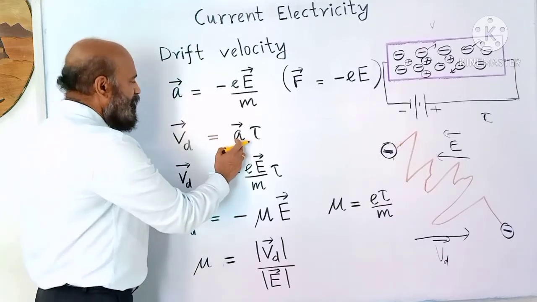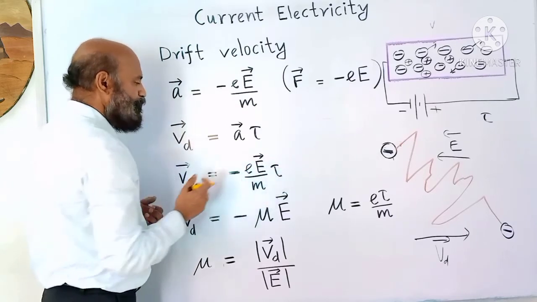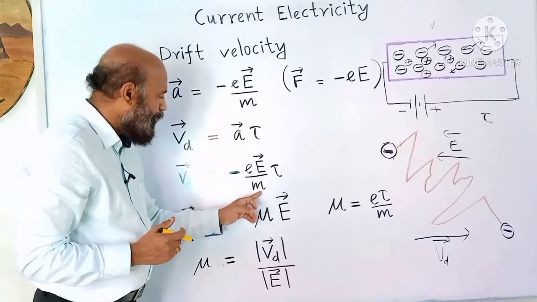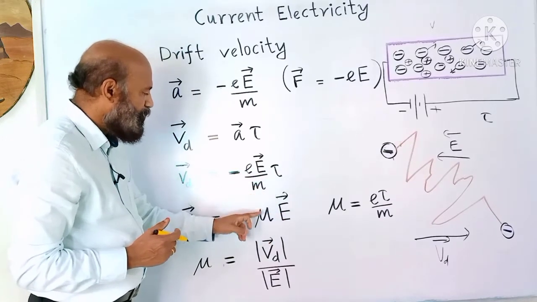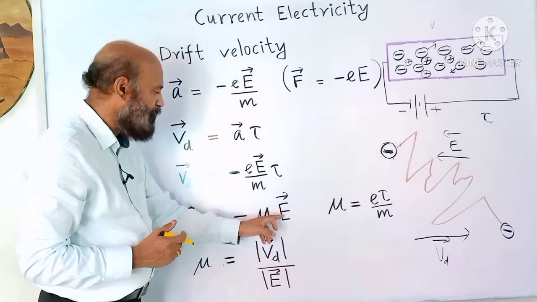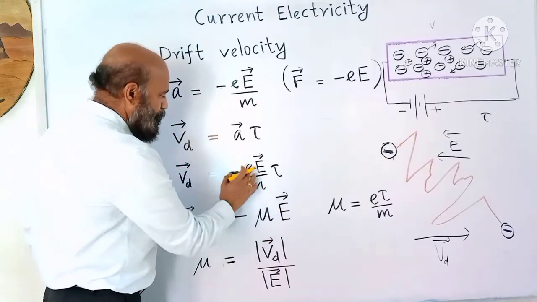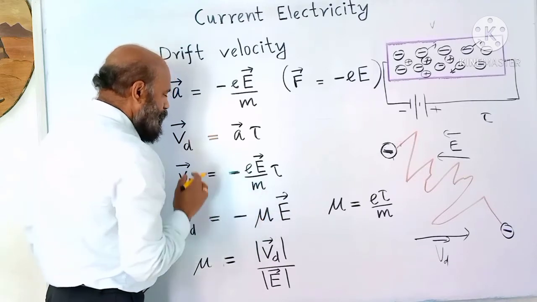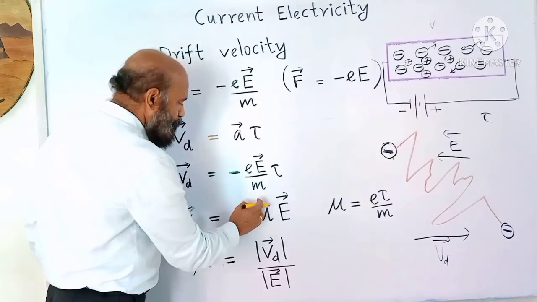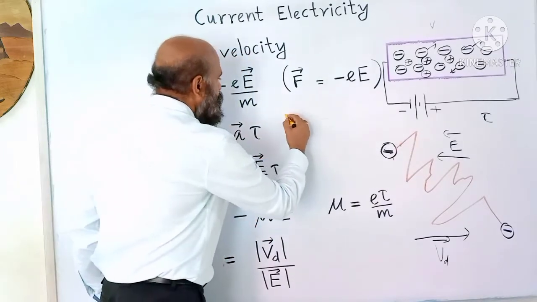For the acceleration, you can substitute minus eE by m, times tau. Then write E separately: e tau by m times E. You can substitute mu for e tau by m. So drift velocity is equal to minus mu E, where mu is e tau by m. Mu is called mobility.